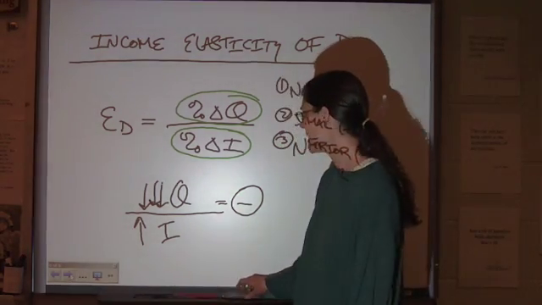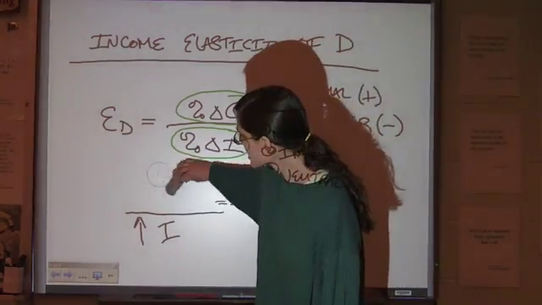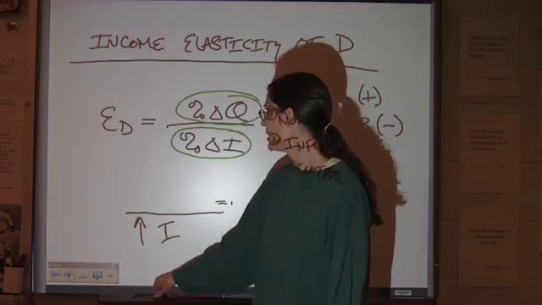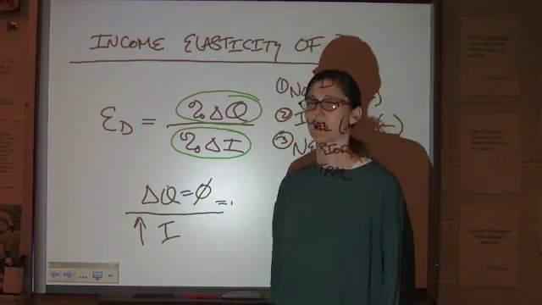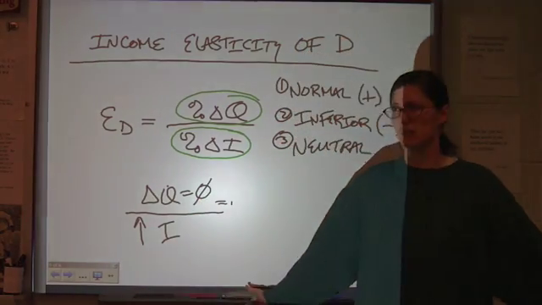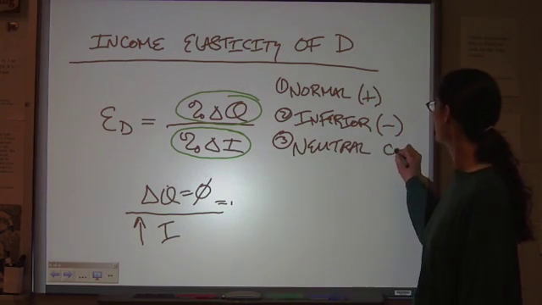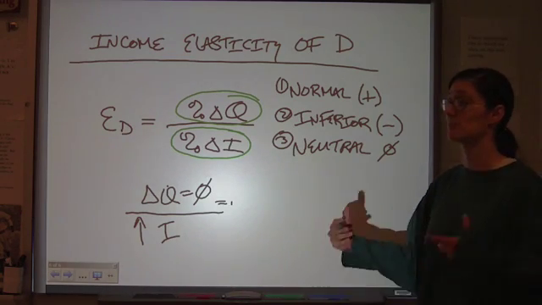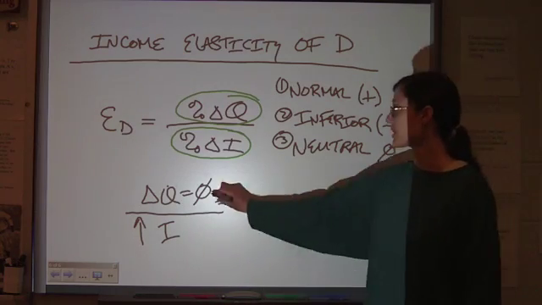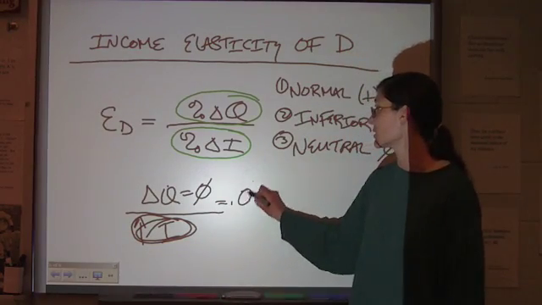Now, what if we increase your income and your change in quantity is nothing because you're buying exactly the same thing you were buying before? That would be a neutral good. Okay? Because, as we know mathematically, 0 divided by any number gives us 0.